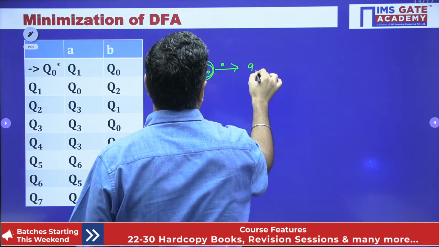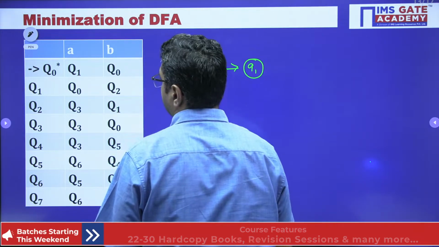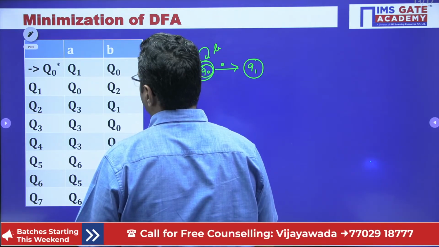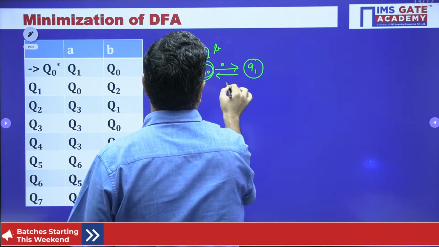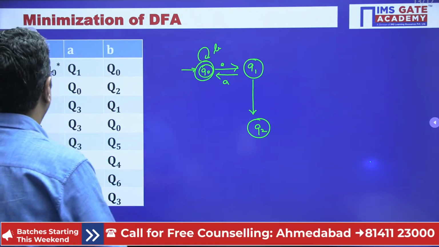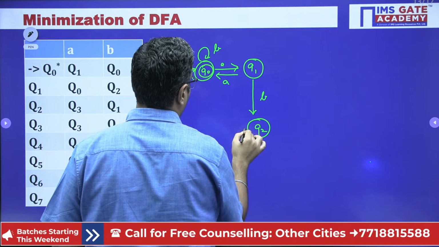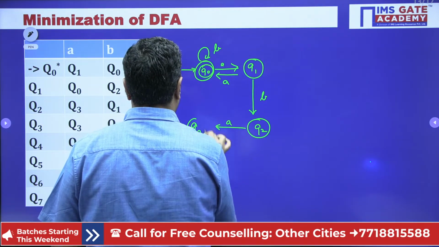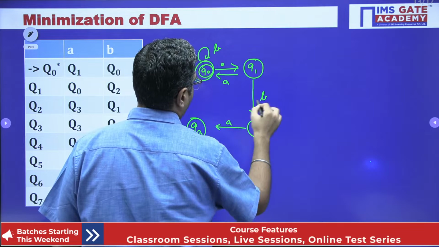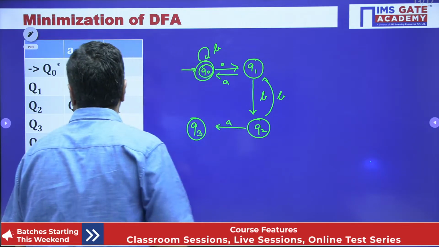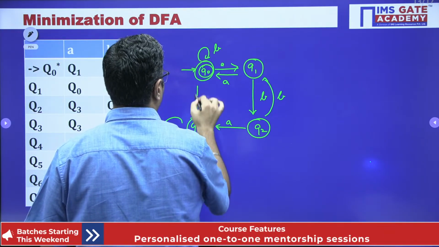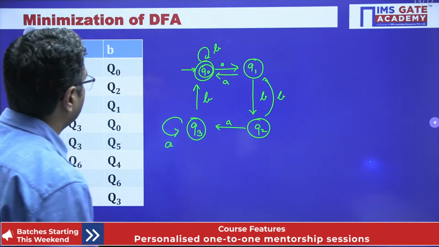Q0 on A goes to Q1. Q0 on B goes to Q0 itself. Q1 on A goes to Q0. On B it goes to Q2. Q2 on A goes to Q3, and Q2 on B goes to Q1. Q3 on A goes to Q3, and on B goes to Q0. Right? That's it. This much is fine.